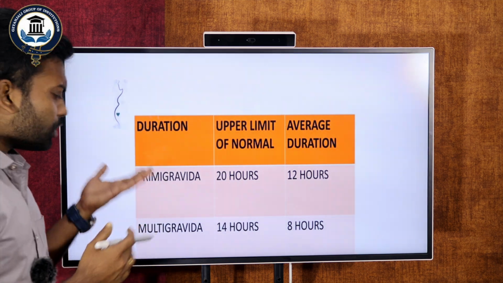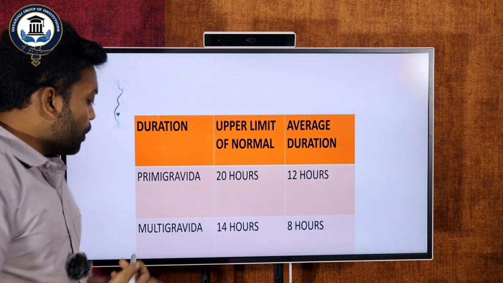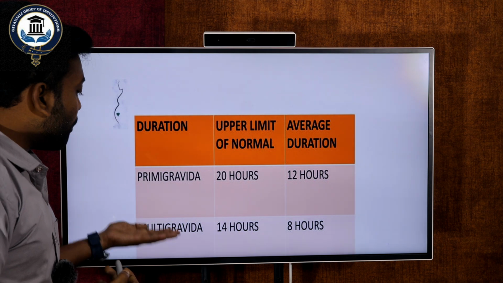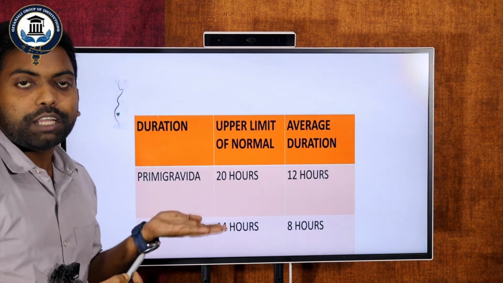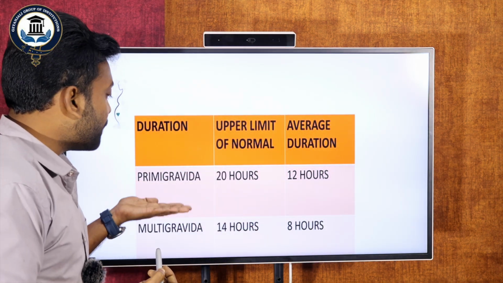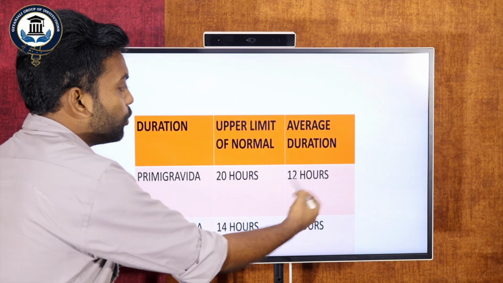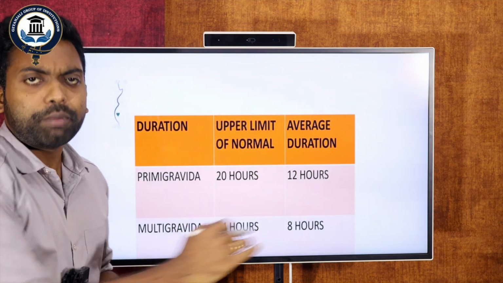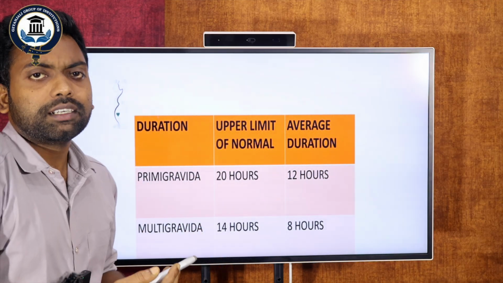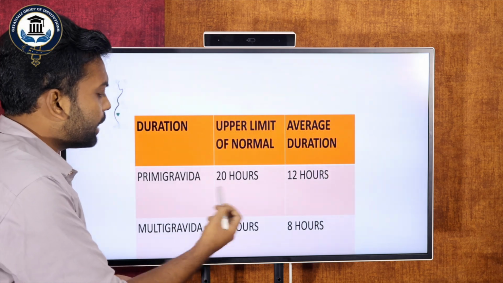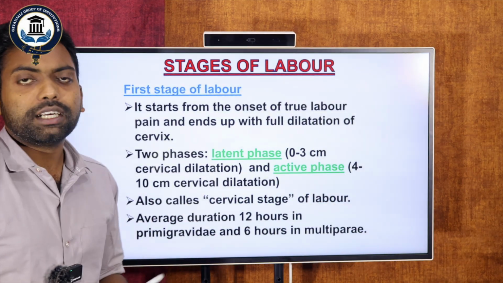Before going to that, you must understand the meaning of primigravida and the meaning of multipara. Primigravida is nothing but when the mother is having her first pregnancy, her first delivery. The time duration is up to 20 hours at the upper limit, with 12 hours as the average time duration for the delivery. Whereas for the second delivery, the mother who is going to undergo the second delivery, the average time duration must be 14 hours to 18 hours. So this is the average time duration for the labor.